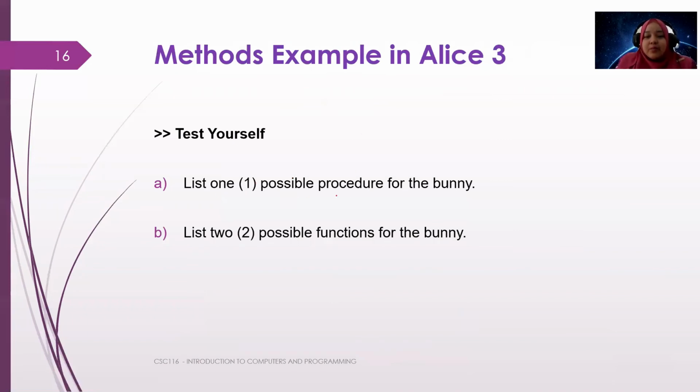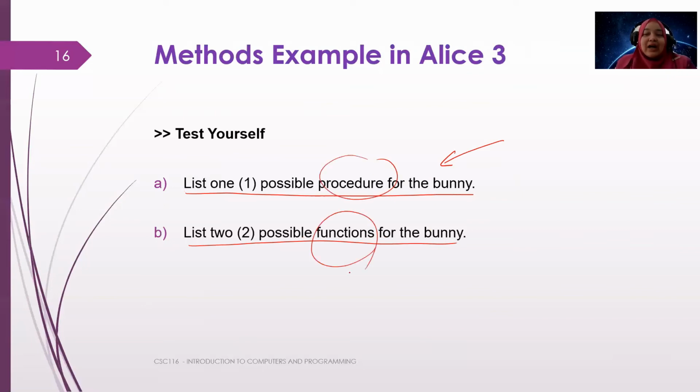Okay. Test yourself. List one possible procedure for the bunny and list two possible function for the bunny. Saya nak setiap awak jawab soalan ni dekat Telegram. Sila jawab. Saya nak tahu awak faham tak prosedur dengan function for the bunny. Sila jawab ni dekat mana? Telegram. Saya nak check satu-satu. Semua orang kena jawab. Saya nak tengok nanti.